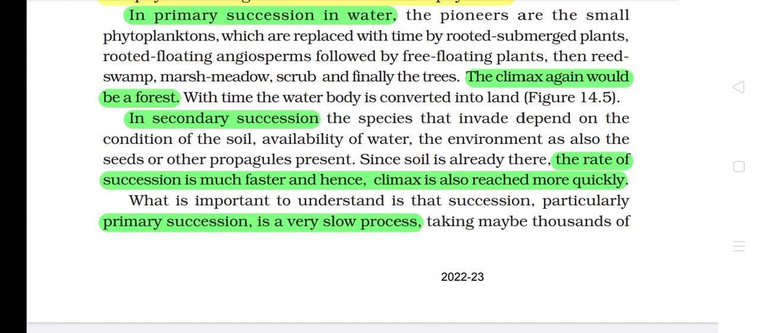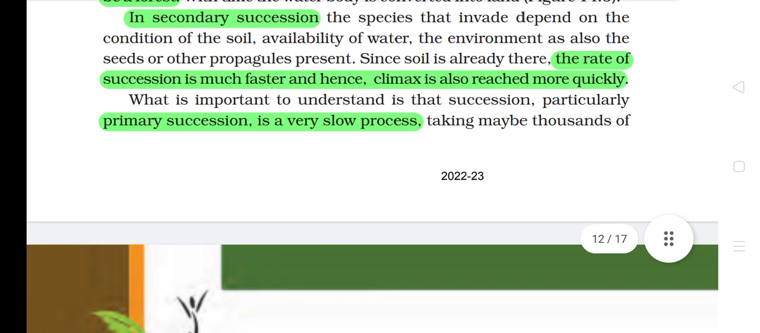In secondary succession, the species that invade depend on the condition of the soil, availability of water, the environment, as also the seeds or other propagules present. Since soil is already there, the rate of succession is much faster and hence climax is also reached more quickly.